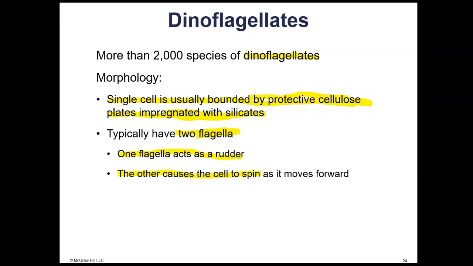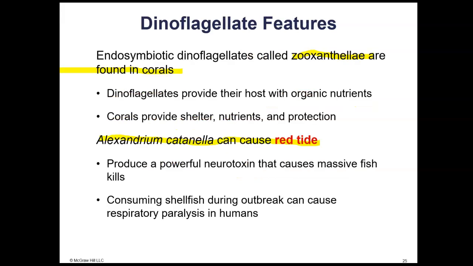All right, for dinoflagellates, I just really want you to know that we have one example that they're called zooxanthellae. They're found living inside corals, and a coral is an animal that's actually related to a jellyfish. It just produces a shell that we see after the animal dies. We see it as coral that you see in the coral reefs, and sometimes people will decorate their aquariums with coral.